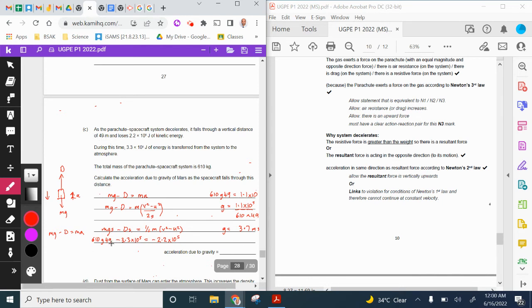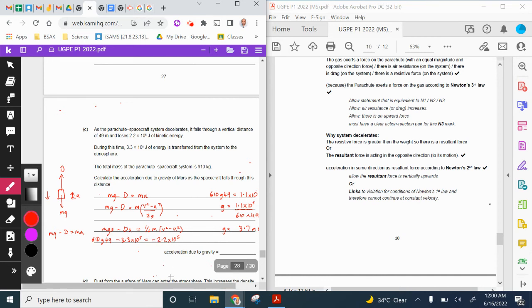And in that distance, we have an energy that is transferred from the system to the atmosphere, which is 3.3 times 10 to the 5 joules. So that is energy, force times distance, which we've got an answer for. And then this is the loss in kinetic energy. Now, if we look at this closely, we know that the final speed is going to be smaller than the initial speed. So v squared minus u squared should yield a negative answer. So that's why I've put minus 2.2 times 10 to the 5.